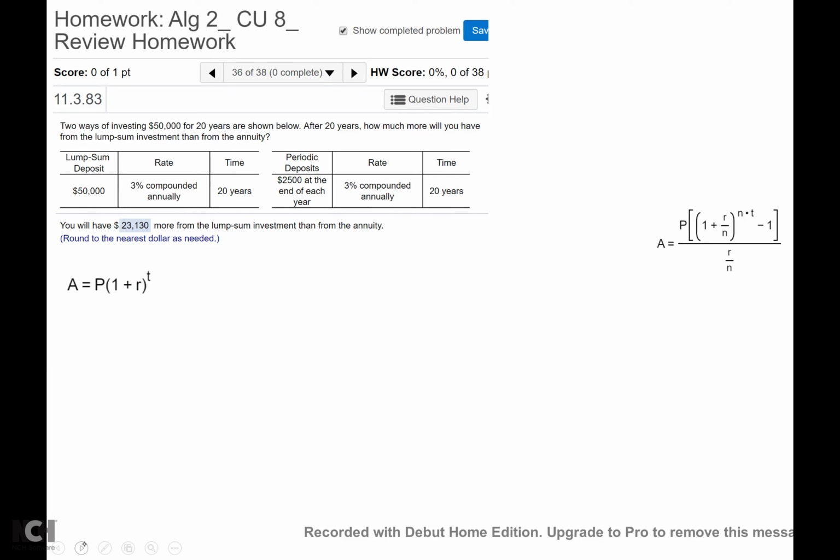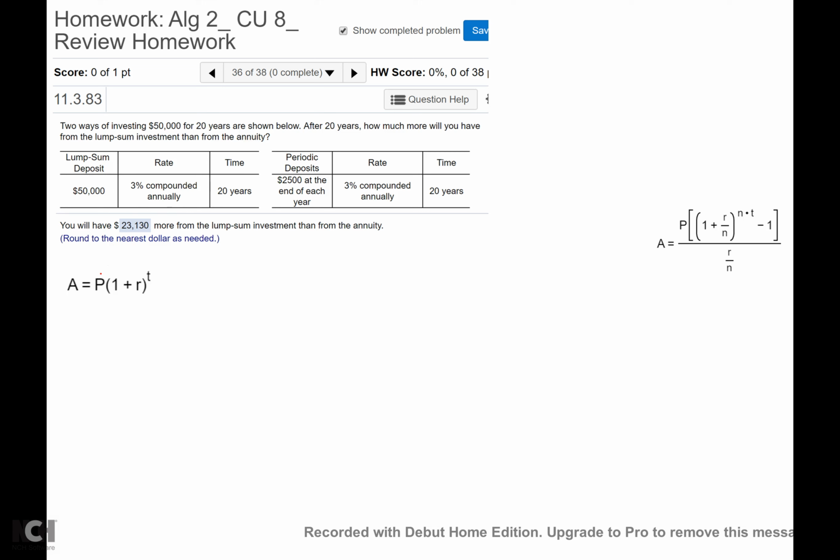All right. This one says 2 ways of investing $50,000 for 20 years are shown below. After 20 years, how much more will you have from the lump sum investment than from the annuity? If you take a lump sum deposit of $50,000 at a 3% annual interest rate and your time is 20 years, you're just compounding annually for 20 years, so you can use the APERT formula.